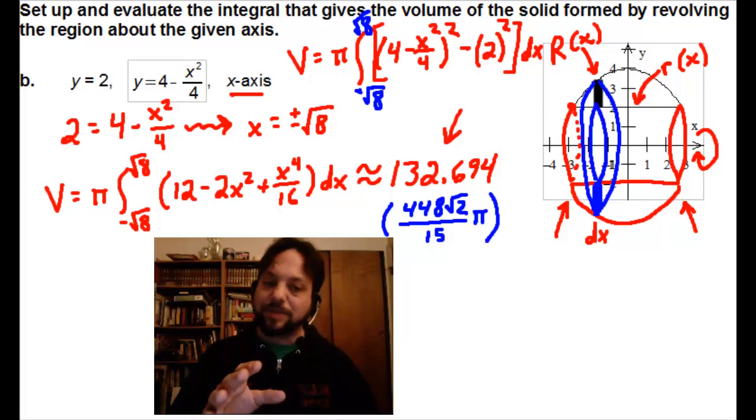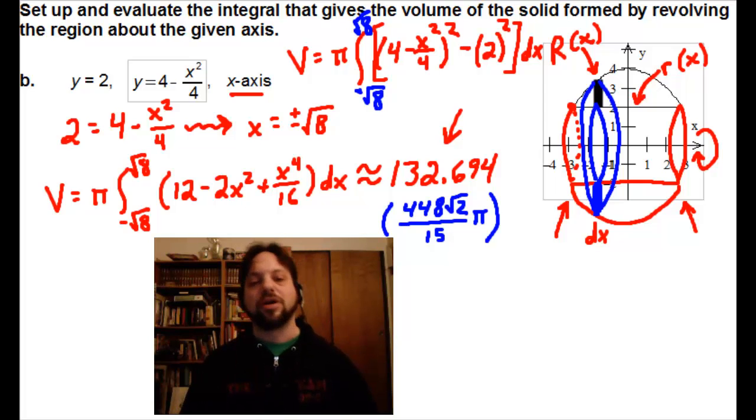It's just like the disk method. It's just that we have an outer and an inner radius. So with that, let's go ahead and take a look at just a couple more examples. We'll start with example C, in which we're not going to be rotating around an axis. So we'll learn how to handle that here in example C.